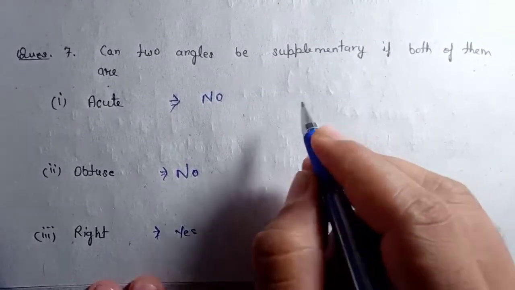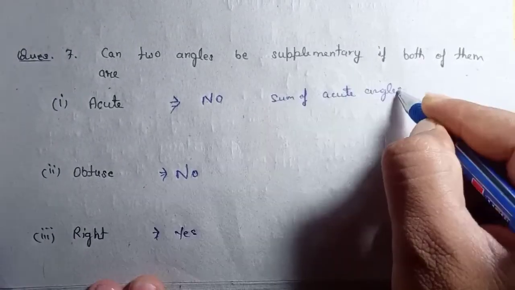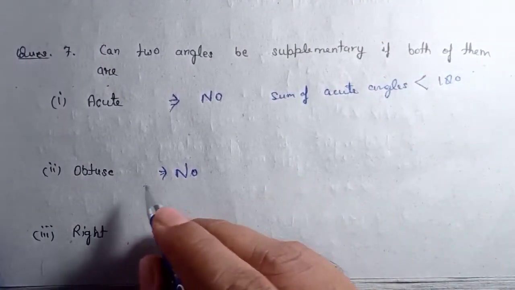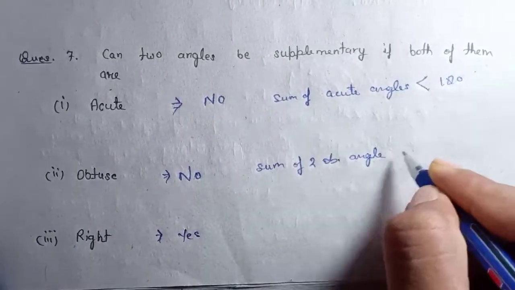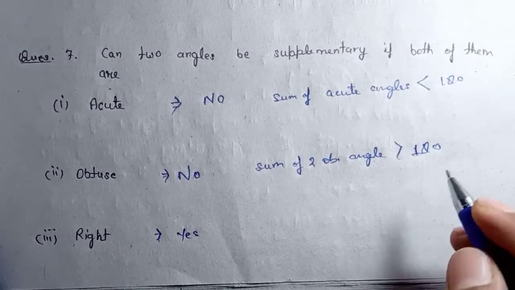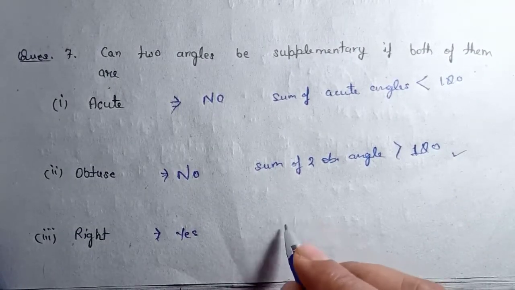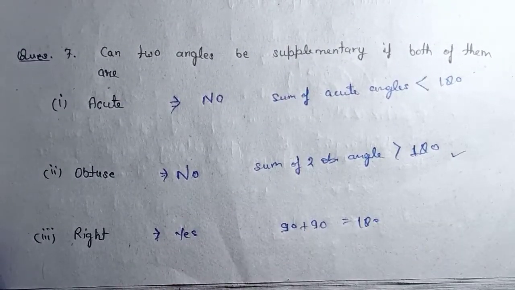Because if you take two acute angles, the sum of these two acute angles is always less than 180, so this is not supplementary. And here is obtuse angle. The sum of two obtuse angles is always greater than 180, so it doesn't give supplementary angles. And if you talk about the right angle, 90 plus 90 gives 180. So yes, in case of right angles, they form supplementary. They are supplementary for each other.